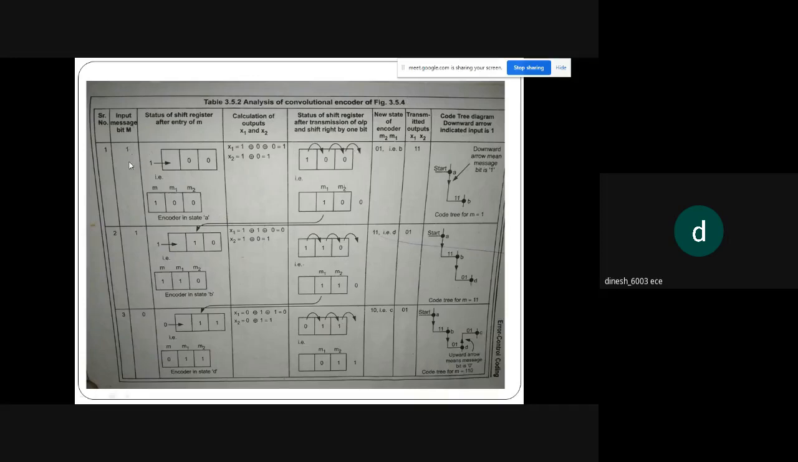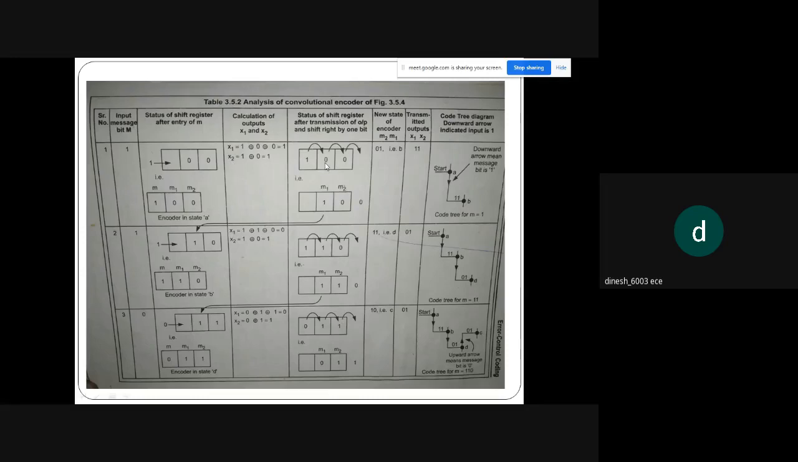So when I send message bit m equal to 1, what will happen? Already the status of the shift register is 00, which is A. In the encoder it is small a. I give 1 to that. So x1 will be 1 and x2 will be 1.